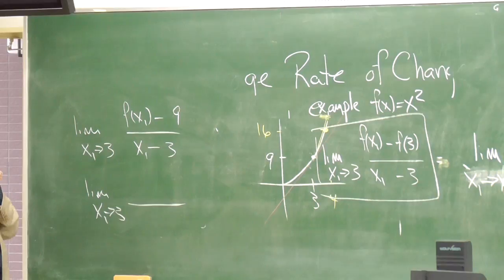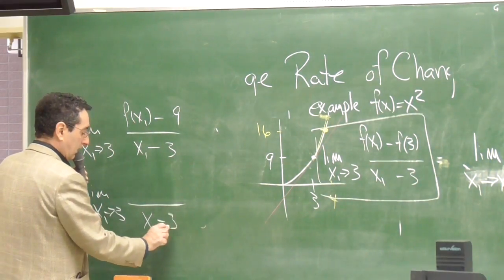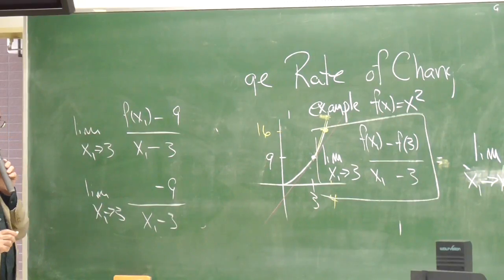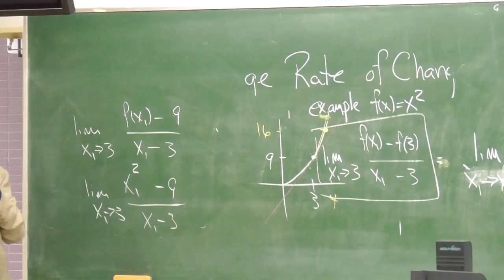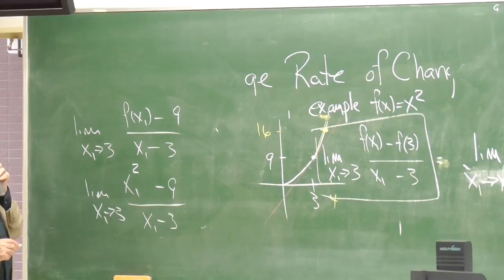Hope this works. I hope I'm not doing this wrong. But x1 minus 3, still 9. Can't really do much with that. But this is x1 squared, right? Okay. Yeah. Is that right? Okay, so now what do we do?